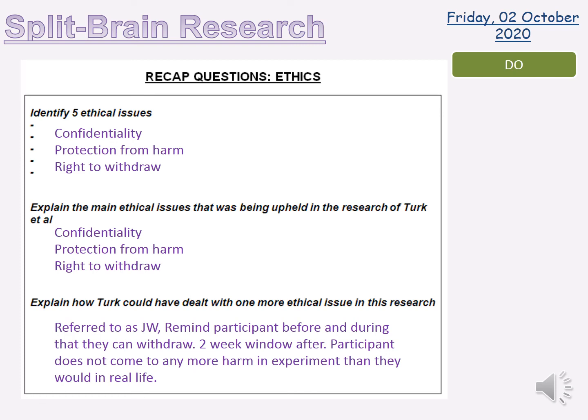Has participant JW been informed that he can withdraw at any time? So one of the ethical issues, referred to as JW, needs to remind the participant before and after that they can withdraw for a 2-week window after, and it needs to ensure that the participant does not come to any more harm in the experiment than they would in real life.